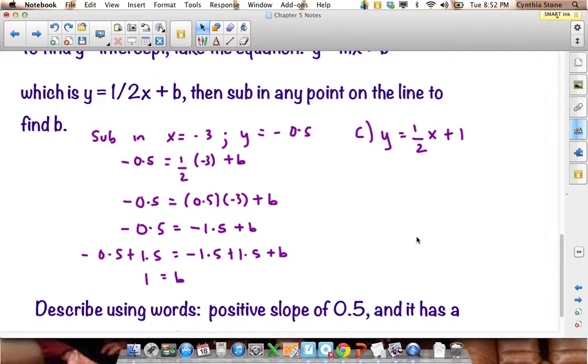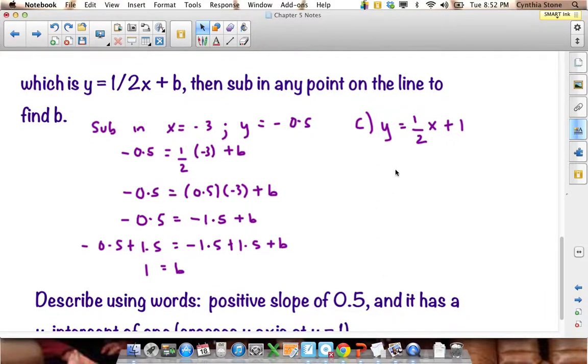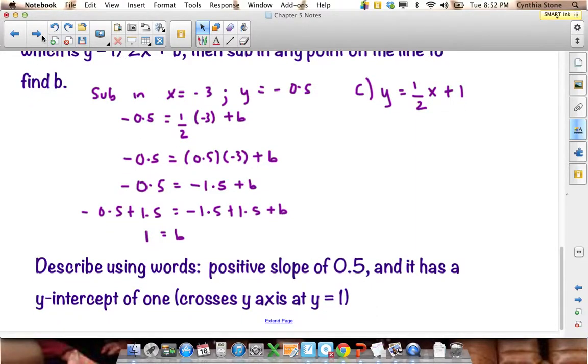We also had to describe this relationship using words. You can describe it with a graph, with an equation, with words, or with a table of values. Using words, we say we've got a positive slope of 1/2, and it has a y-intercept of 1. It's a linear relation, and that should tell you enough to graph it. Okay, I'm going to move on. If you need to pause, go ahead.